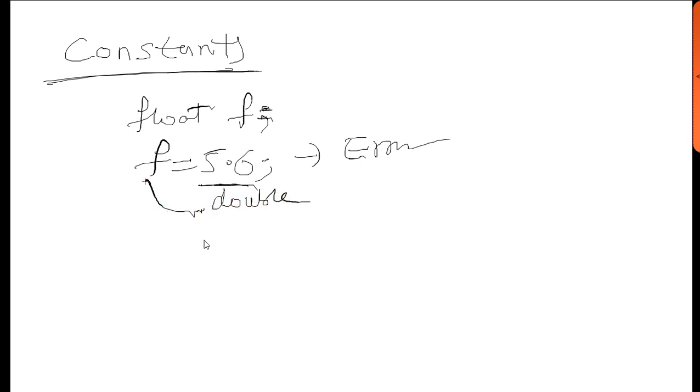So a higher type cannot be assigned to a lower type. So what happens here? It is 5.6. It can be a float value or it can be a double value. So which will it consider? It will consider it as double, but it will not consider it as float. So numbers with decimal points are considered as double but not float. So this is the error.